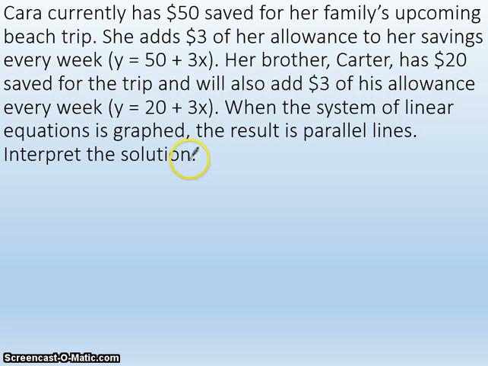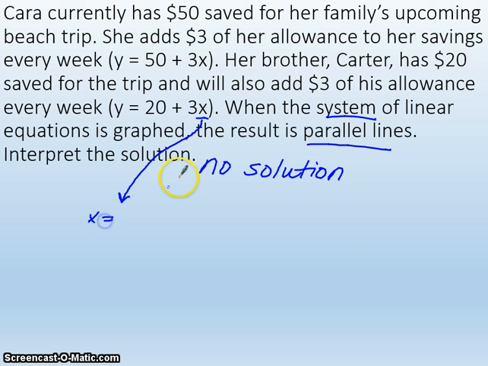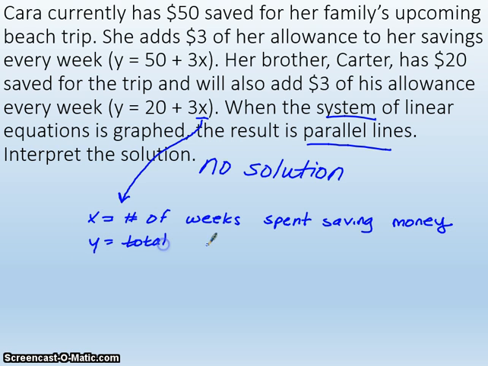Interpret the solution. Well, we know that when you graph a system and you get parallel lines, there is no solution. So we need to talk about what that means in terms of x and y. So we got to figure out what x stands for. Well, x is the number of weeks spent saving money. And y is the total amount of money saved for the trip.